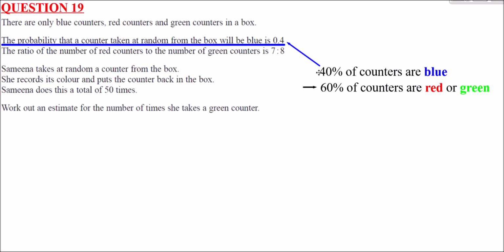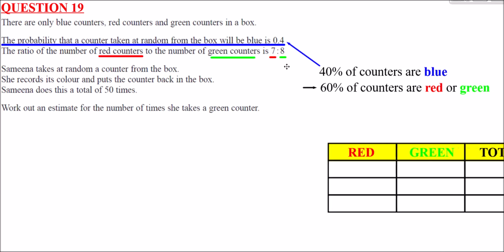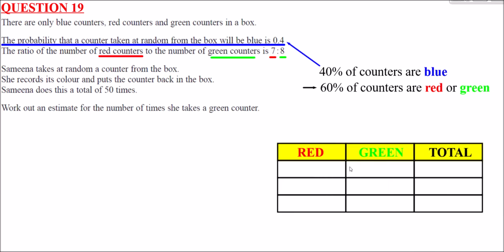We also know the ratio those counters are split into is 7 to 8. So we can actually deduce what percentage must be green. So red to green in ratio 7 to 8. At this point I'd normally do a ratio table, something like this. So red to green is 7 to 8. 7 lots plus 8 lots gives us a total of 15 lots to this ratio.